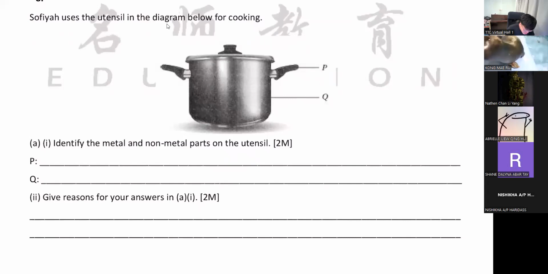Okay, so P and Q. P is the non-metal, obviously. Q is the metal.